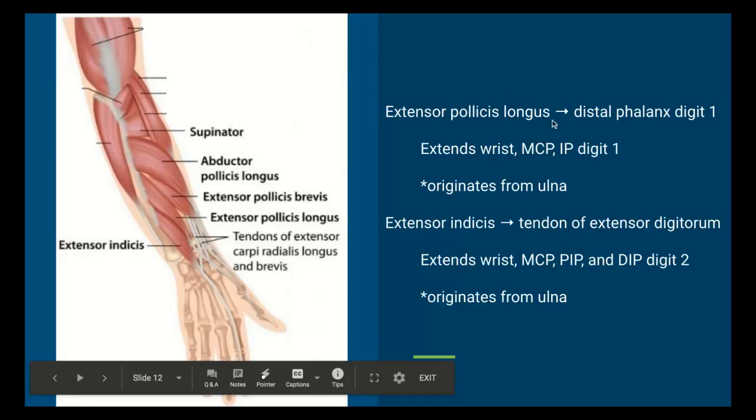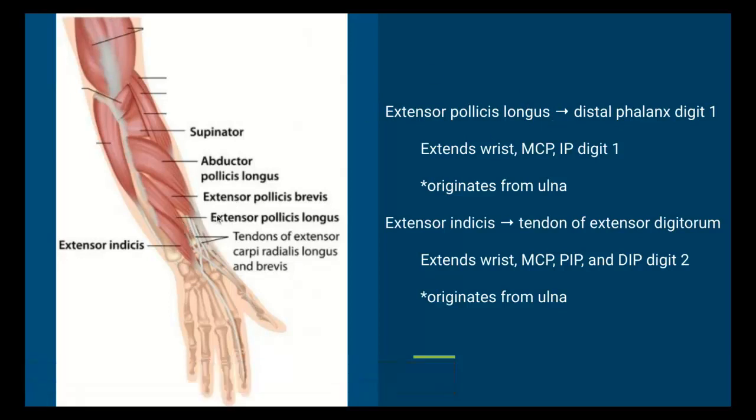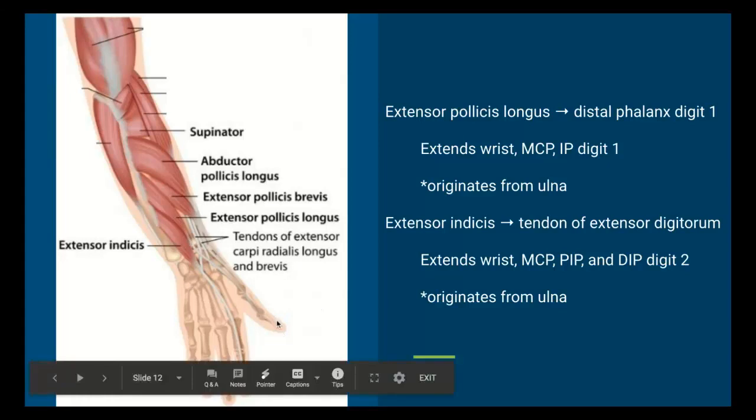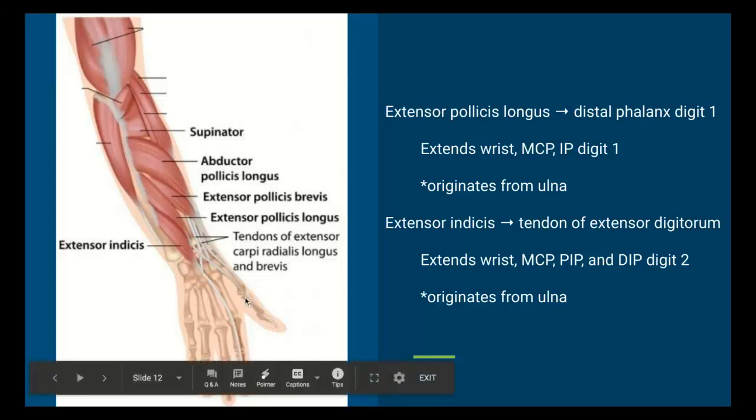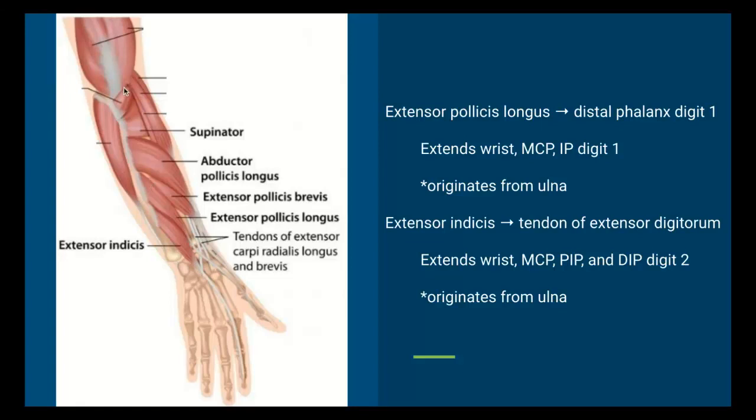Now, the extensor pollicis longus is actually going to be, as the name would insinuate, longer. So it's going to be going all the way down to the distal phalanx of digit 1. So it's going to have action to extend the wrist, the metacarpophalangeal joint, and the interphalangeal joint of digit 1, the thumb. And that's going to be originating from the ulna, again, not the lateral epicondyle.